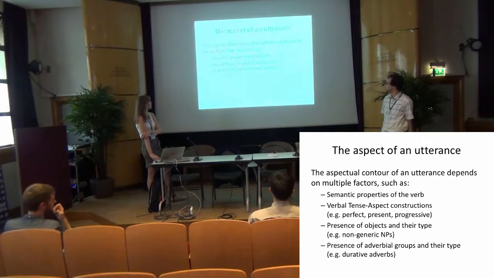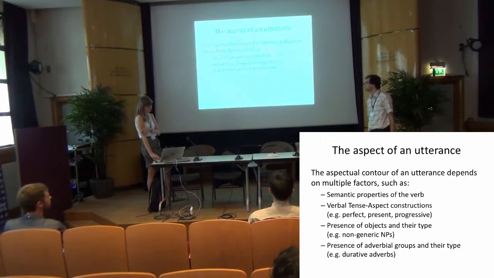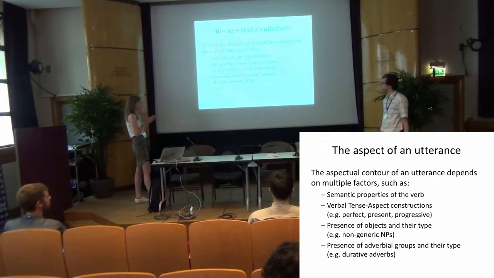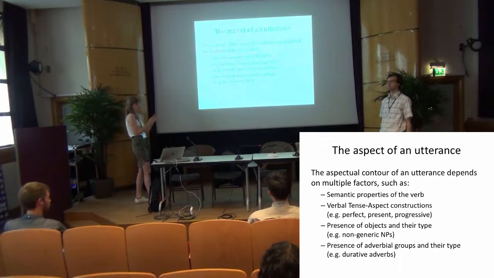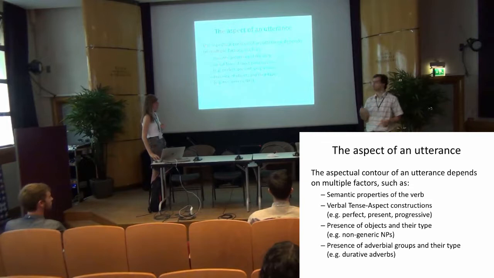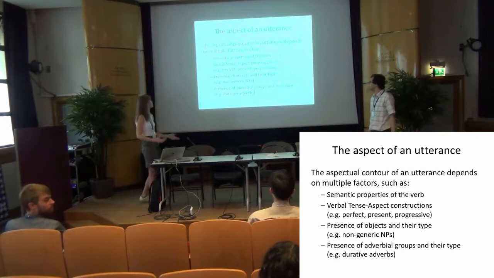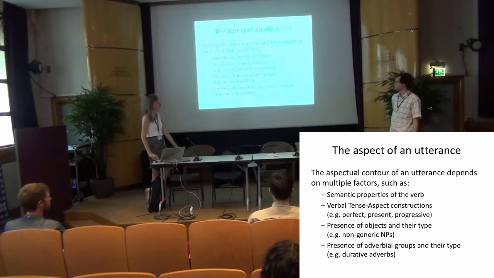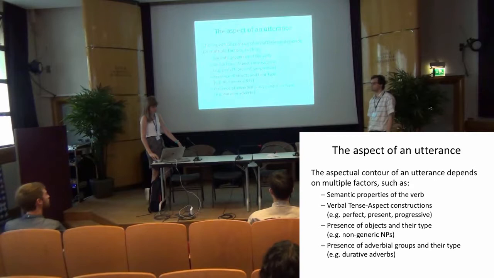Then there are the tense aspect constructions like the perfect, the present, and the progressive that can add to the aspectual contour. Then the presence of objects and their type, like if you have smoked the cigarette. I think this is one of the examples. There it's an achievement because of the definiteness: your cigarette goes from a non-smoked state to a smoked state. So he smoked a cigarette is an achievement, whereas he smoked cigarettes would be an activity. Then adverbial groups can also contribute to the aspectual contour of the utterance, like durative adverbs, every morning, for 4 hours.